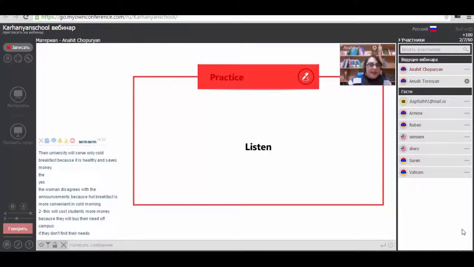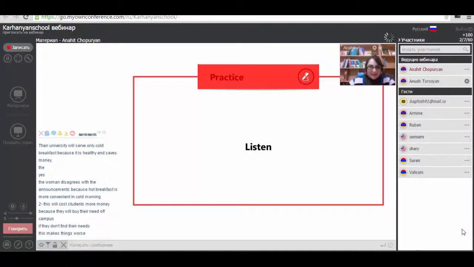Okay, thank you. Yes, I liked the way you wrote. It's okay this way. Only I didn't like "find their needs off campus." This doesn't sound good. Yes, you wrote "find their needs" or "they will satisfy their needs." Let's say like this. Okay, they will satisfy their needs off campus. Now this is English. Okay.